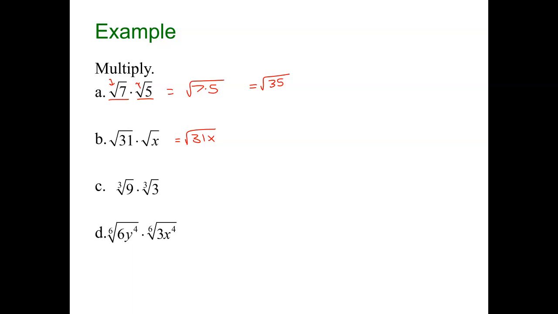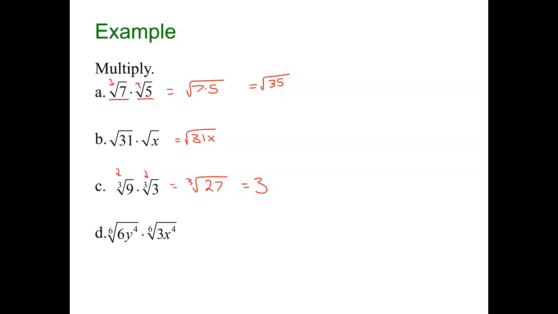Again, checking the index. Third root of 9 times 3. 27. Now this one's a little bit different than the first two because I can take the cube root of that product. It gives me 3. Okay? So sometimes once I multiply them, I might be able to simplify it a step further. So that's something you need to be on the lookout for.